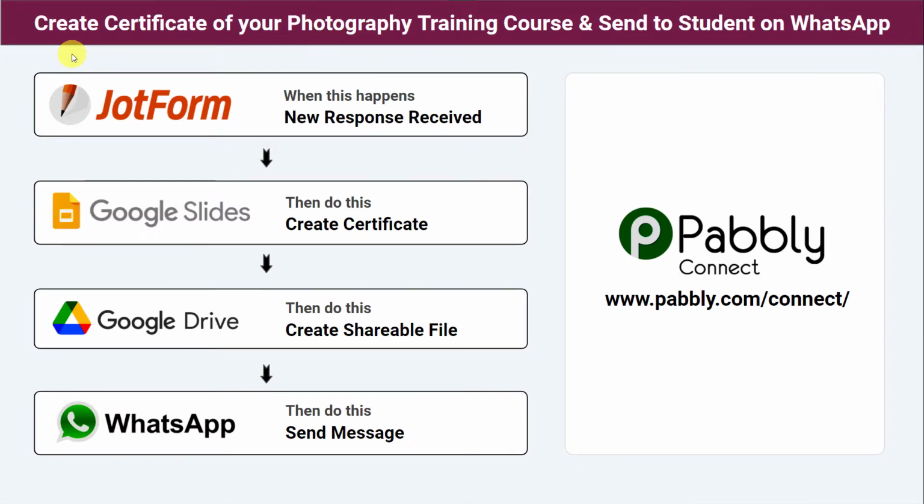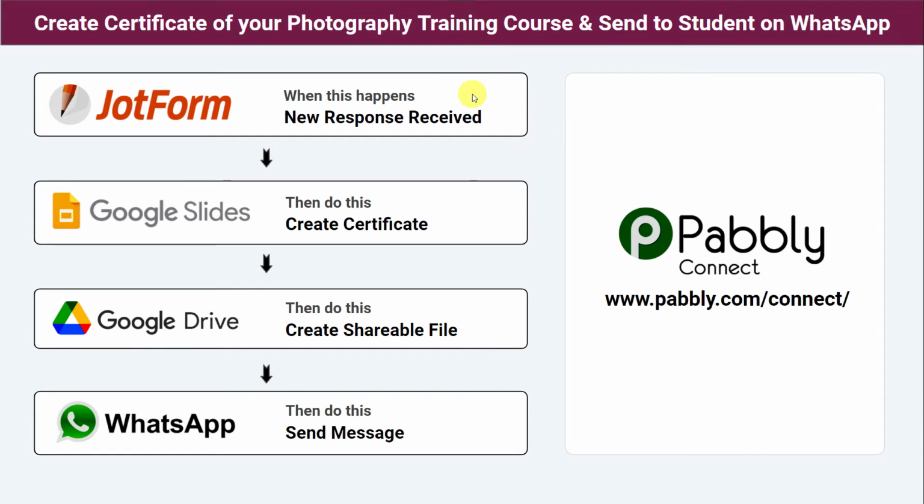Hello everyone. In this video we are going to learn how to create a certificate for your photography training course and send it to students on WhatsApp automatically. So let us understand this topic by taking an example: you are an online photography course provider and you are running courses online. You have already enrolled the students in your course, and whenever a student completes the photography course, you share a JotForm with them.